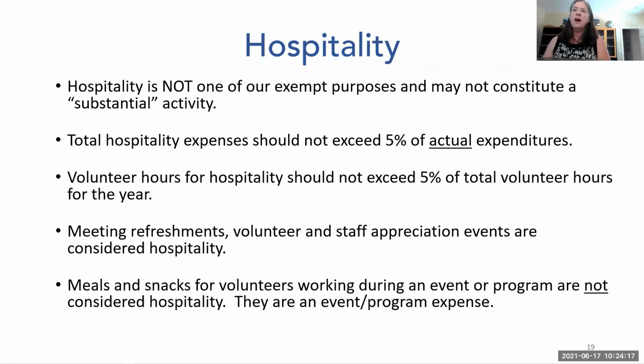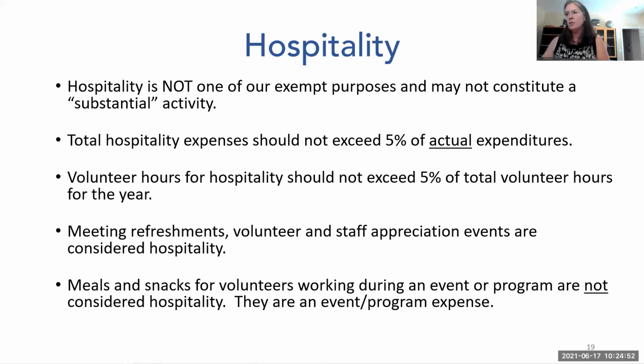Okay, so hospitality is not one of our exempt purposes, and it may not constitute a substantial activity. This is a nonprofit requirement from the federal government, and violations can jeopardize your PTA's tax exempt status. Activities may be judged substantial if a significant portion of the association's funds or volunteer time are spent on it. Substantial, they tend to look at that as 5% or more, and those are your actual expenditures.